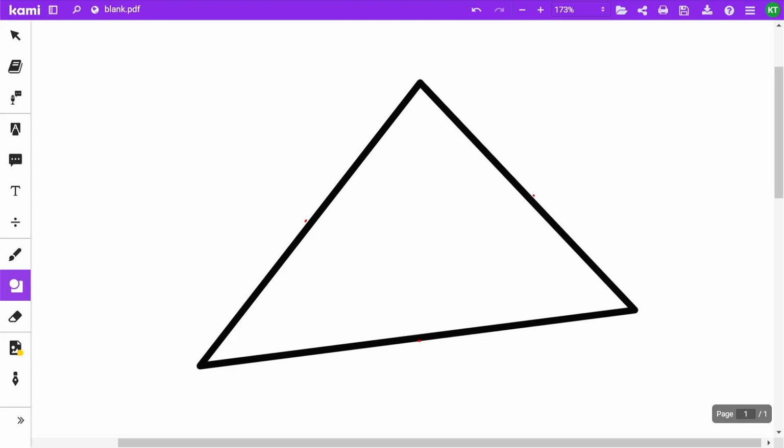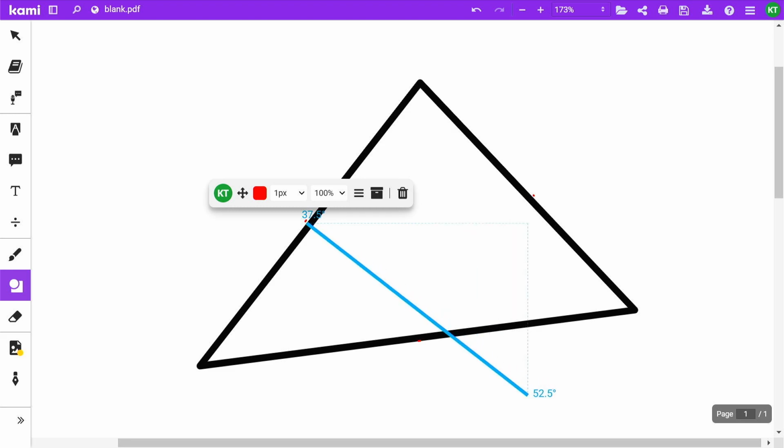Alright, so we're going to do this video on triangle centers. The first one we're going to do is the circumcenter, and this is formed by perpendicular bisectors. So we're going to have a bisector, which cuts our side in half, and it's going to be perpendicular, so it's going to create a right angle. So that's going to be about right here.